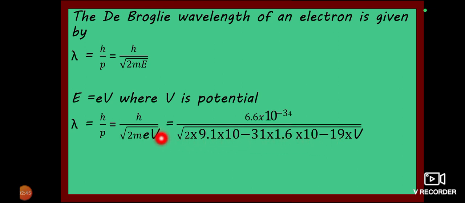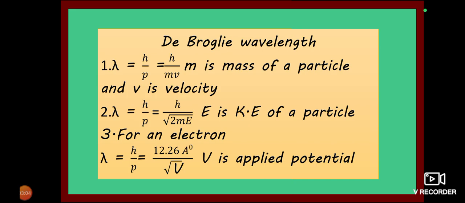So if we substitute all these values except V, then the equation becomes 12.26 angstrom upon square root of V. So this is the third equation. In this way we can write all these equations in one box: lambda is equal to h upon mv, lambda is equal to h upon square root of 2mE, and lambda is equal to 12.26 angstrom upon square root of V. So let's solve examples.